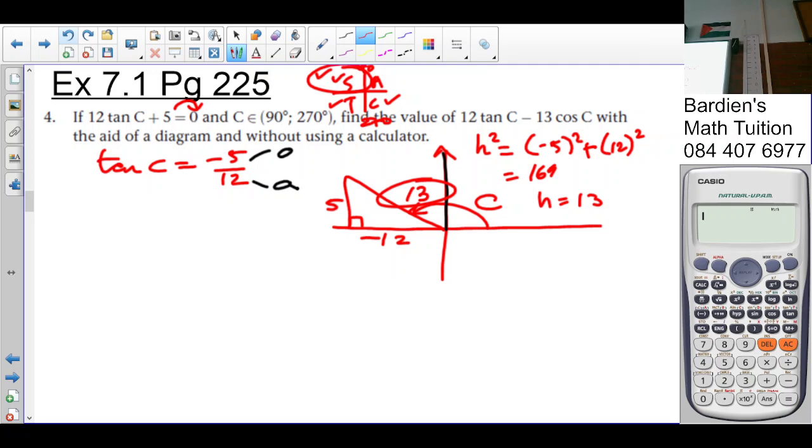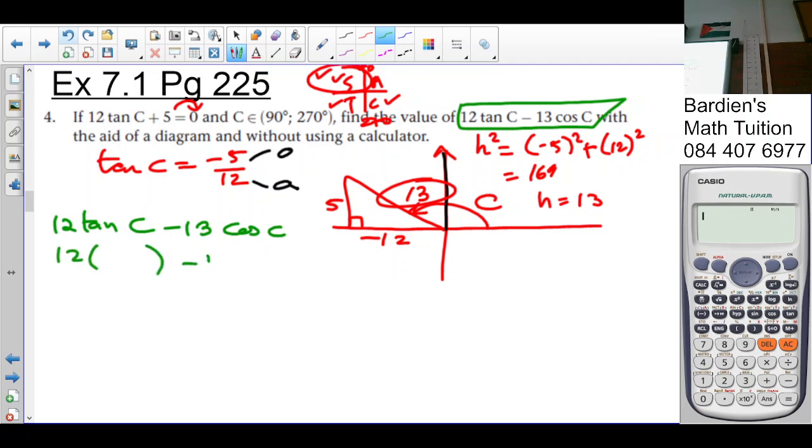But what was the question? The question is, you must calculate the value of 12 tan C minus 13 cos C. So it will be 12, and what does tan of C stand for? What does tan stand for? Opposite over adjacent. So it's going to be 5 over negative 12.